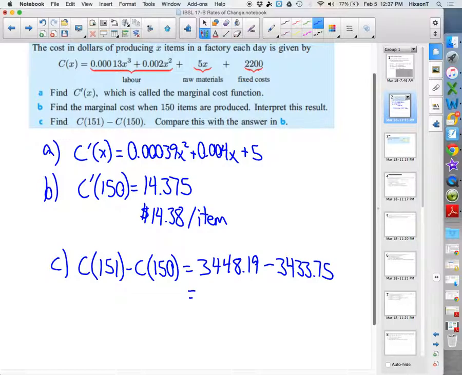So what do you get when you subtract those? I'm guessing 14.38. 14.44.